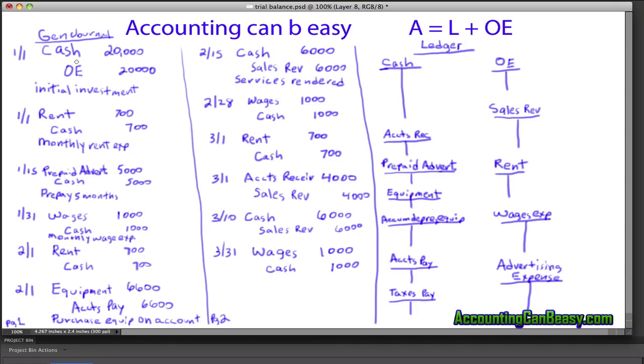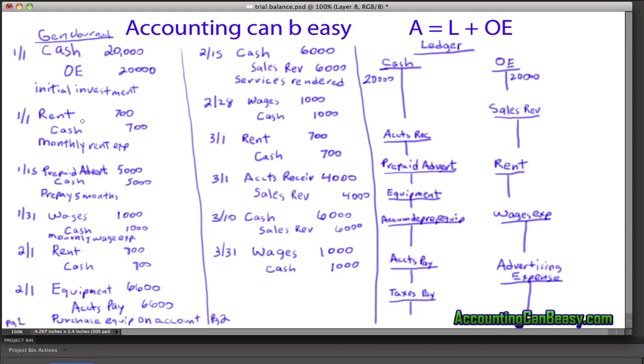On January 1st, there was a cash investment in the business of $20,000. By the way, the top of each of these transactions is our debit and the bottom is our credit. So on January 1st, we have a cash investment of $20,000, so we have to record that in the ledger as such. $20,000 goes to cash, $20,000 goes to owner's equity.